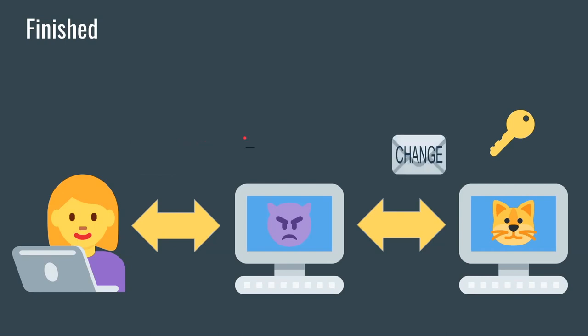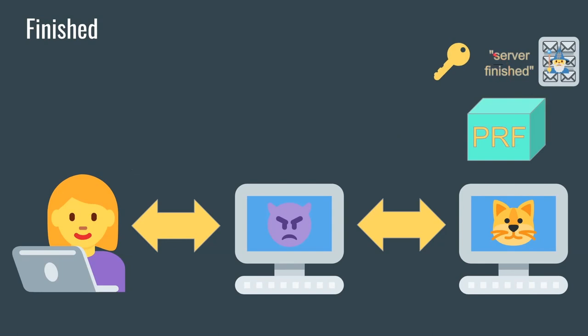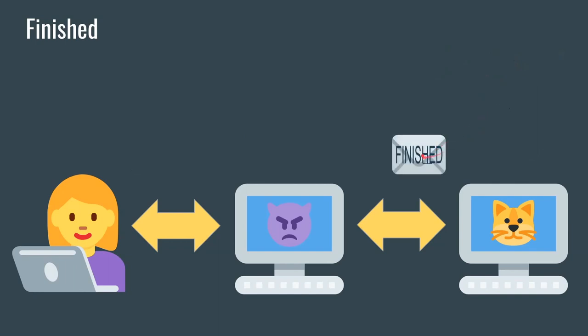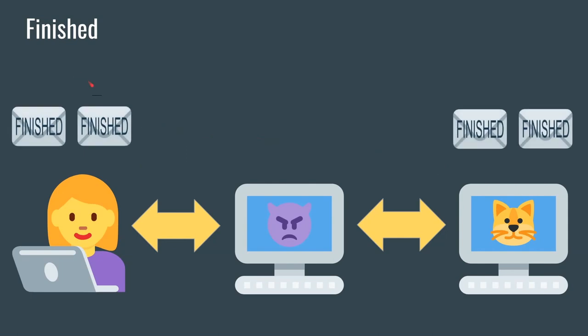The server will similarly start sending a change cipher spec message to the client. We'll then do the same calculation with the label server finished rather than client finished, feed that into the PRF. It'll then put this PRF message into a finished message, send that across. Finally, each side will recompute the same PRF output that the other side computed.